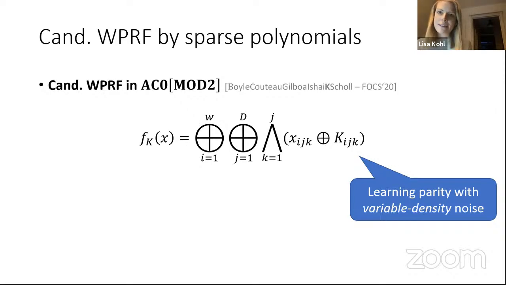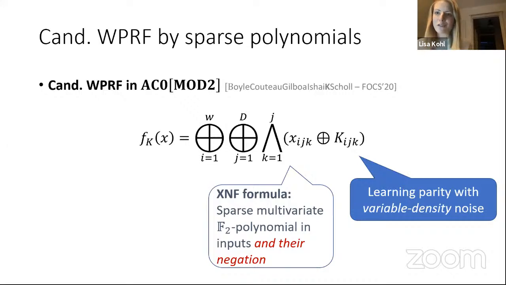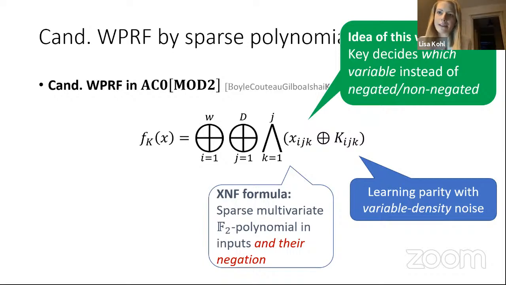If you look at the candidate weak PRF in AC0 mod 2, the previous one, which can also be viewed as learning parity with variable density noise, you don't have to parse the equation here. The only thing you have to notice is that this is basically a sparse multivariate F2 polynomial in the inputs and their negations. The idea of this work is to get rid of the negation part. In this candidate, the key decides whether a variable is negated or not. In our new work, the key decides instead which variable to choose. So this is very straightforward.